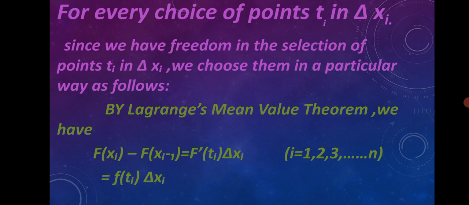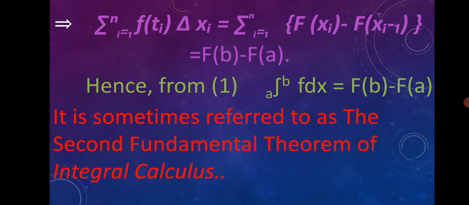Equation number 1. Then for every choice of point ti in delta xi, since we have freedom in the selection of point ti in delta xi, we choose them in a particular way as follows. By Lagrange's mean value theorem, we have F(xi) minus F(xi minus 1) equal to F'(ti) into delta xi, for i equal to 1, 2, 3 and so on, equal to f(ti) into delta xi. This implies the summation of i equal to 1 to n of f(ti) delta xi equals the summation of i equal to 1 to n of [F(xi) minus F(xi minus 1)], which equals F(b) minus F(a).